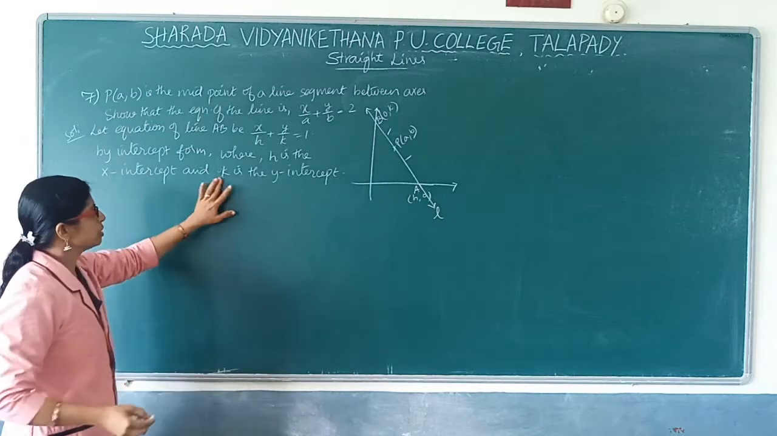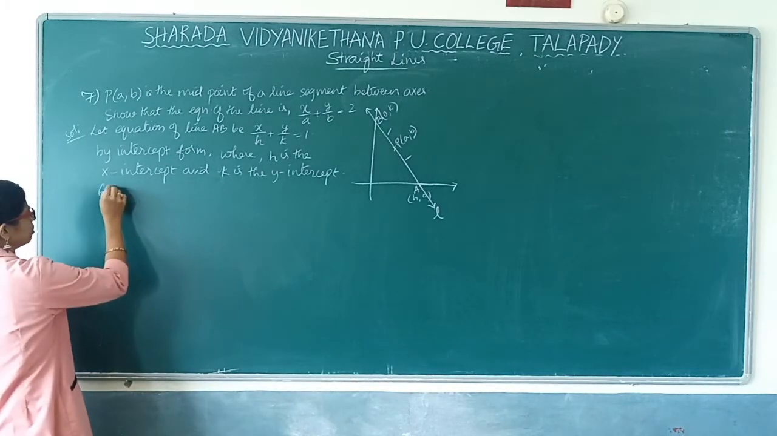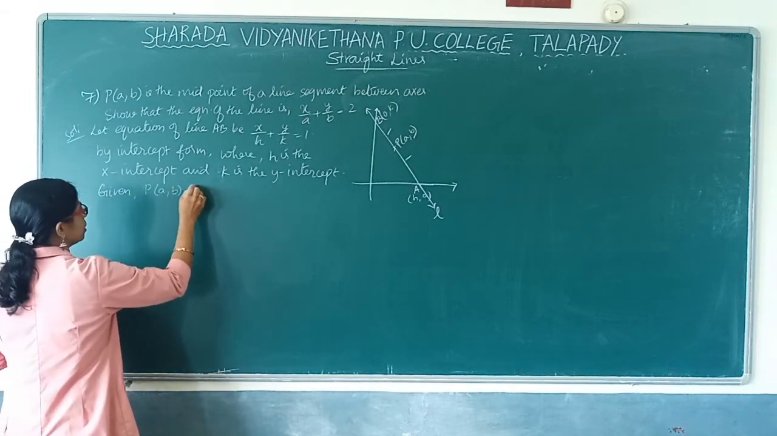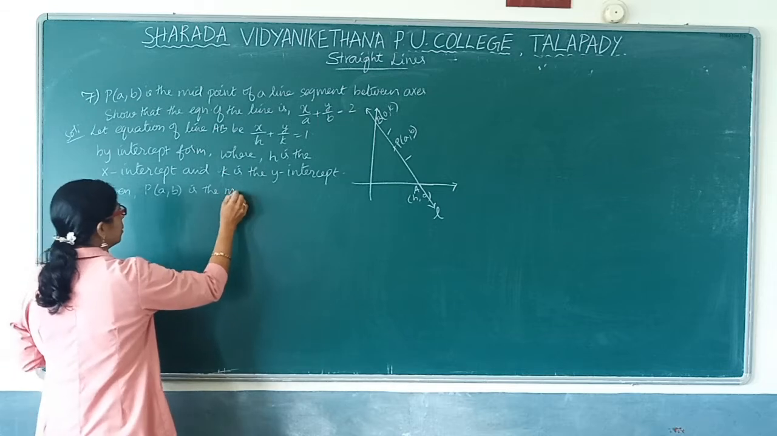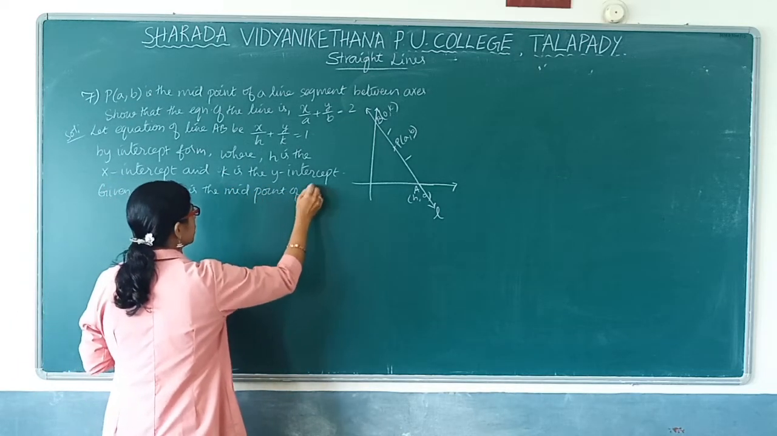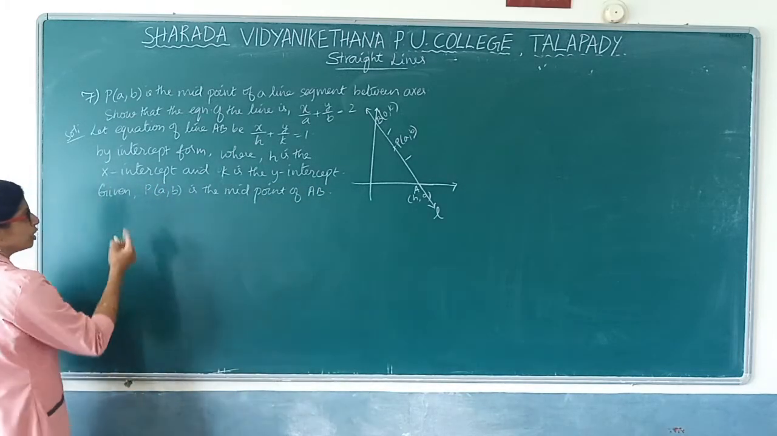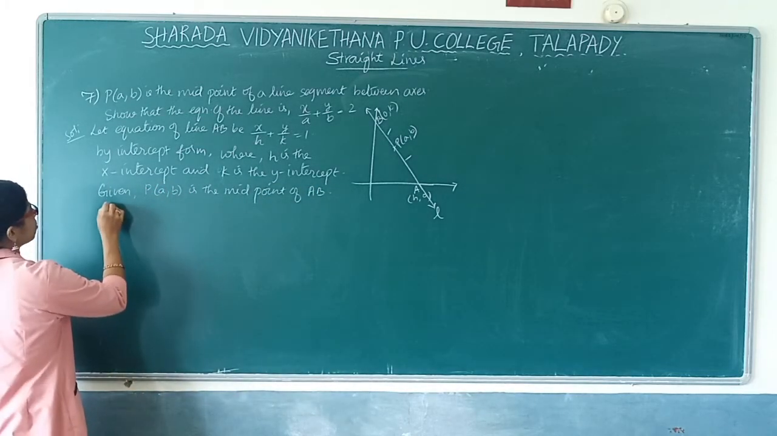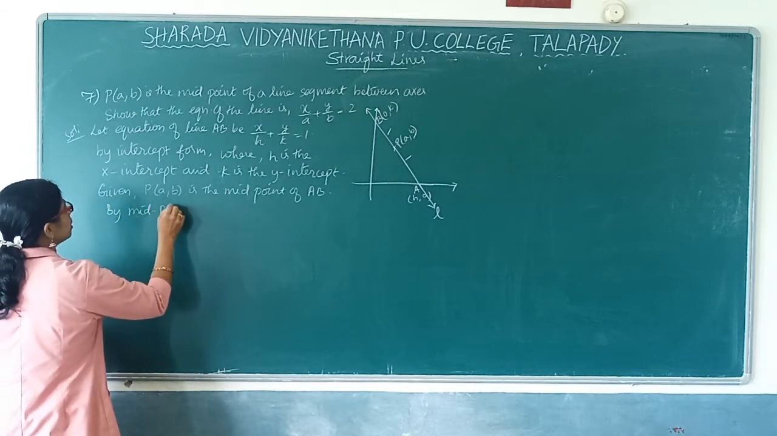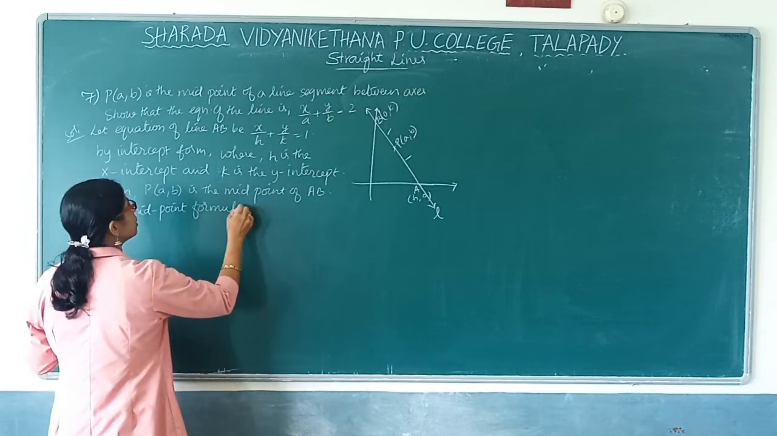Okay, h is the x-intercept, k is the y-intercept. Then given P(a, b) is the midpoint of AB, line segment AB. So we can use the midpoint formula there. Why midpoint formula? By midpoint formula, what can you say?